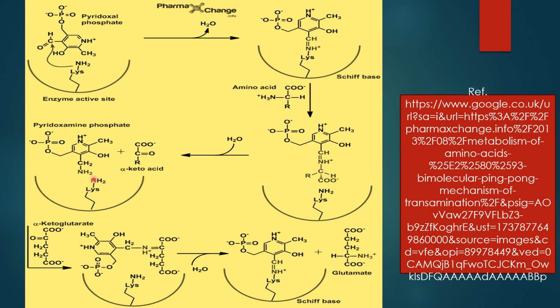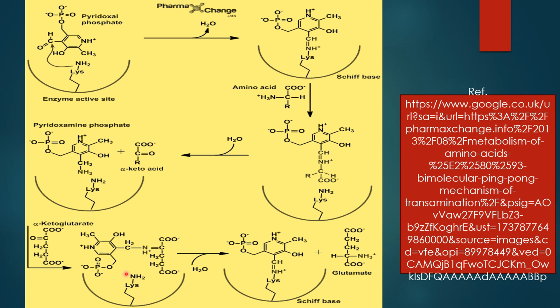In the next step, the amino group of the pyridoxamine is now attacking. This is the keto acid, alpha ketoglutarate, and this amino group is now attacking this carbonyl carbon of the alpha ketoglutarate and forming this kind of product. Schiff base kind of bonding is there.